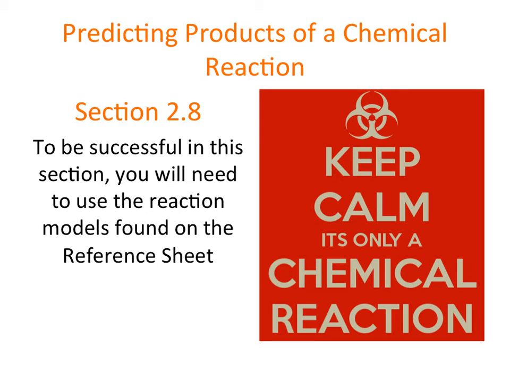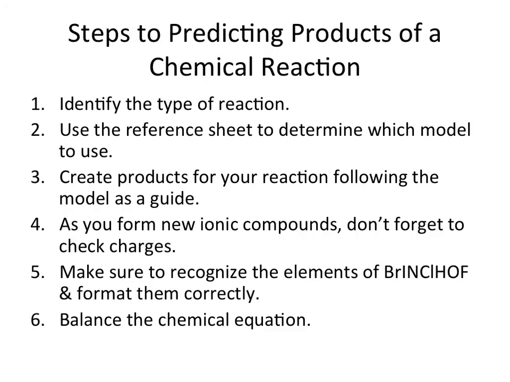Welcome back to Unit 2B, Section 2.8. You've learned how to write a chemical equation. You've learned how to balance and identify a chemical equation. Now what you're going to do is learn how to predict the products of a chemical reaction when only given reactants. To be successful in this section, you will need to use the reaction models found on the reference sheet.